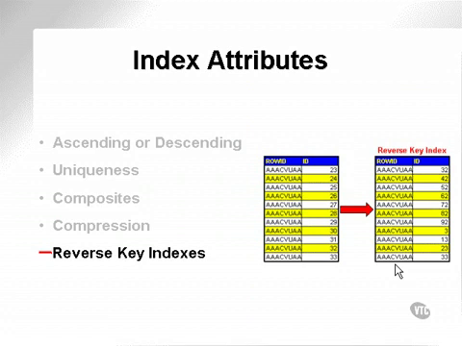Reverse key index. A reverse key index is literally reverse the key. So as you can see, 23 changes to 32. You're reversing the values in the index. Note, you do not reverse the row IDs. The row ID is still an address. You can't change that around. If you were to change the row ID and make that appear in reverse, you'd never find the record.